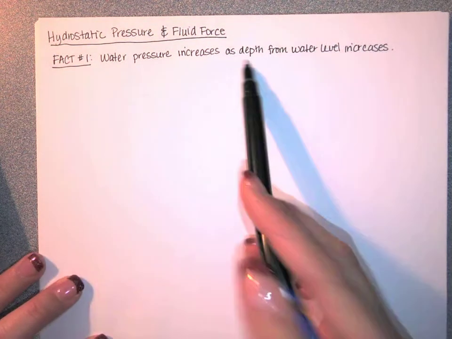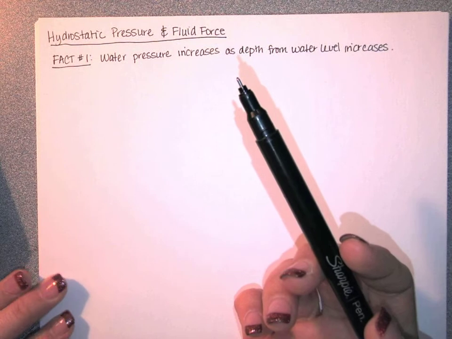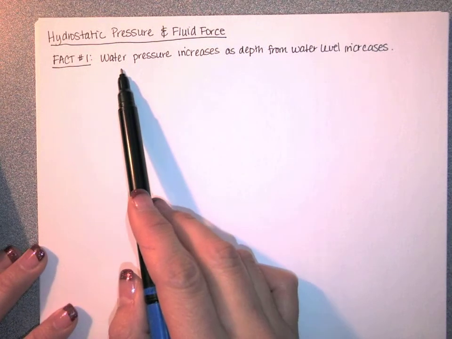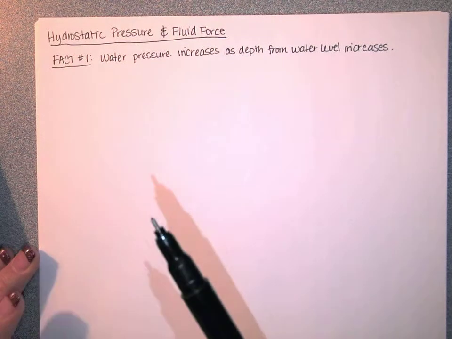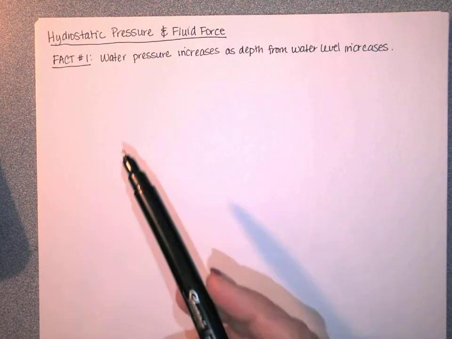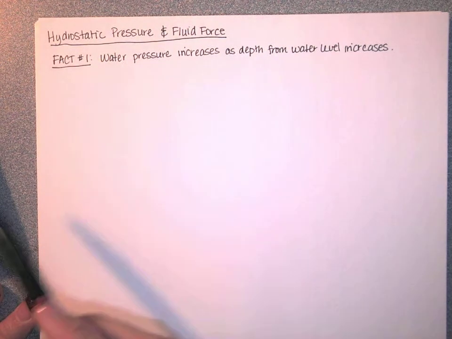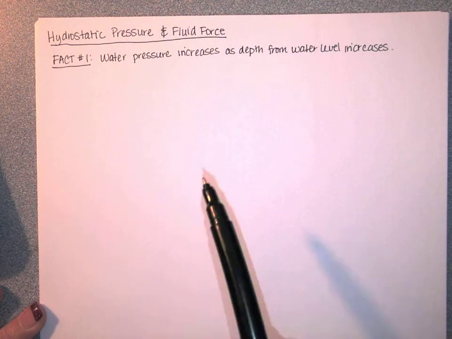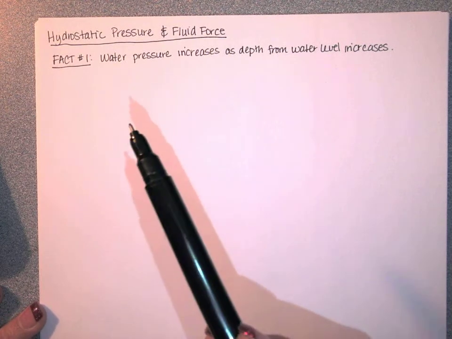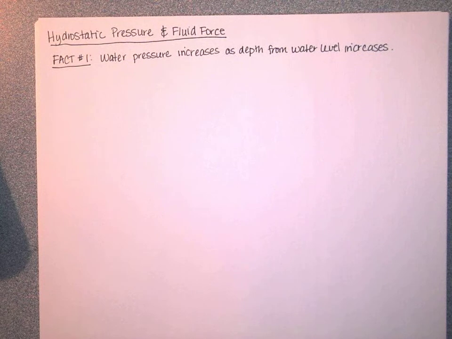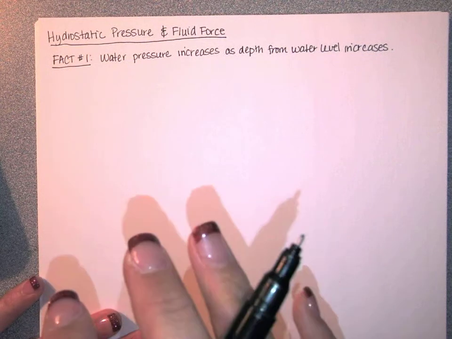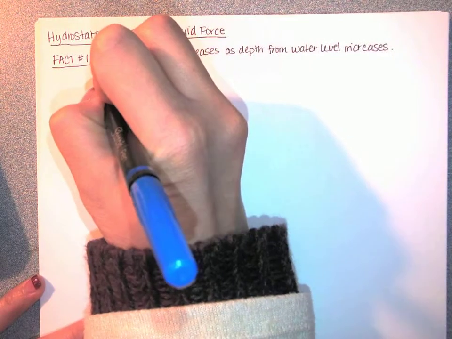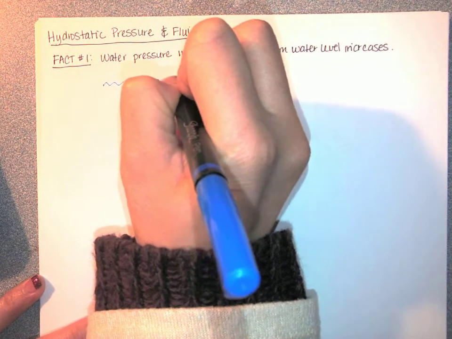So here's our first fact, and I think this is intuitively true. I think we all know this already. The first fact says that water pressure increases as depth from the water level increases. If you've ever gone diving or even just swam in deep water, you know the farther you go underwater, the more pressure you experience. And the reason for that is because the amount of water above you is increasing as you go to larger depths.